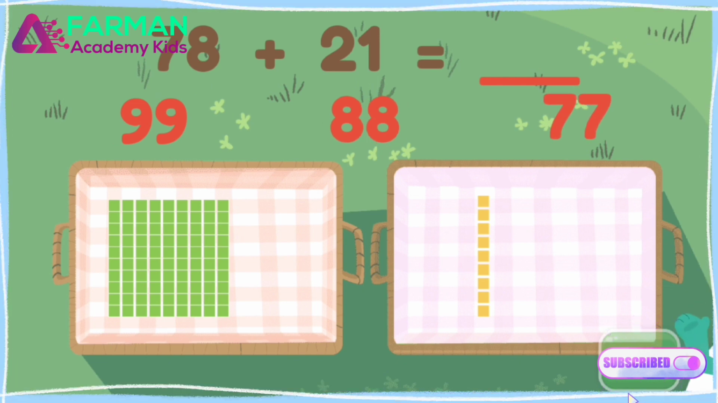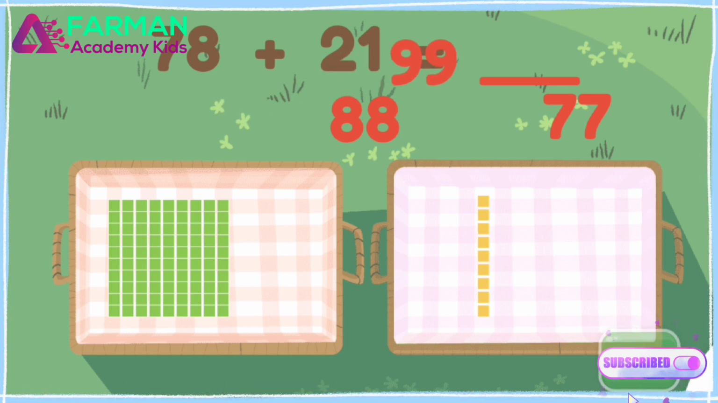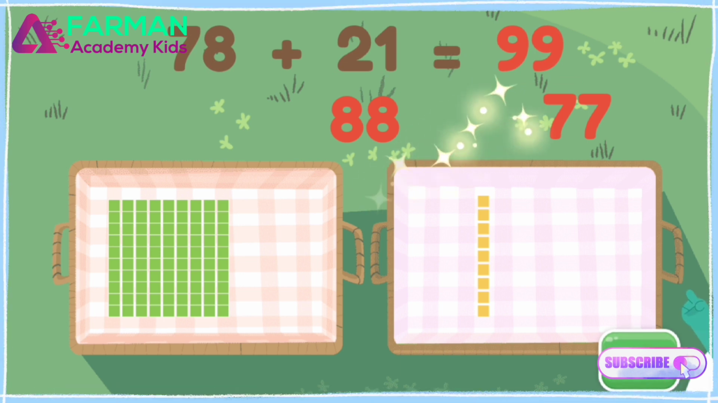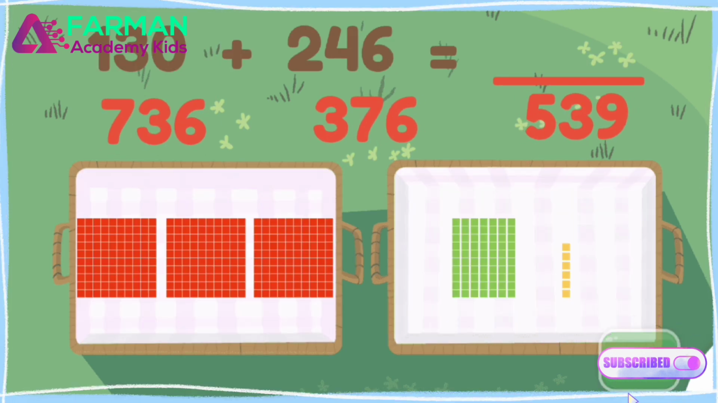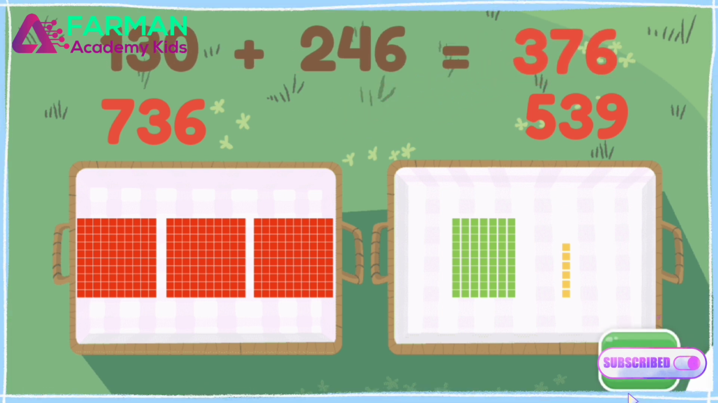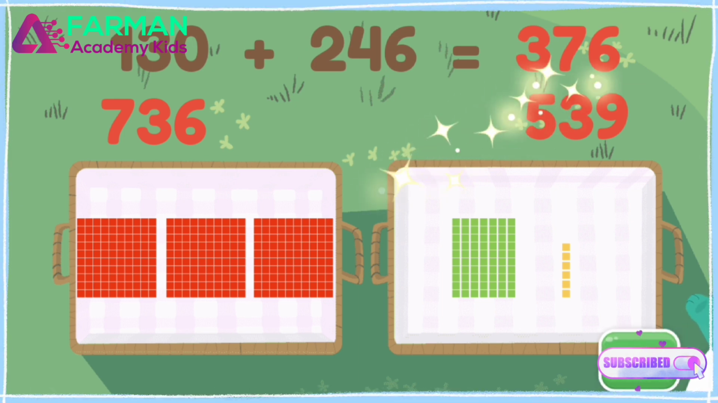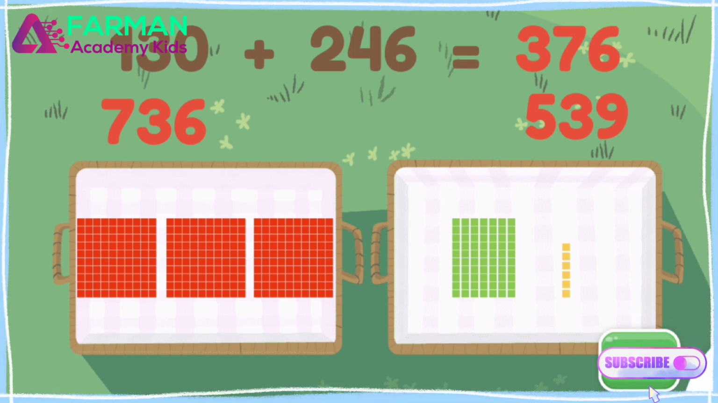What is 78 plus 21? Use the base 10 blocks to figure it out. Good thinking! 78 plus 21 is 99. What is 130 plus 246? Use the base 10 blocks to figure it out. Great! 130 plus 246 is 376.